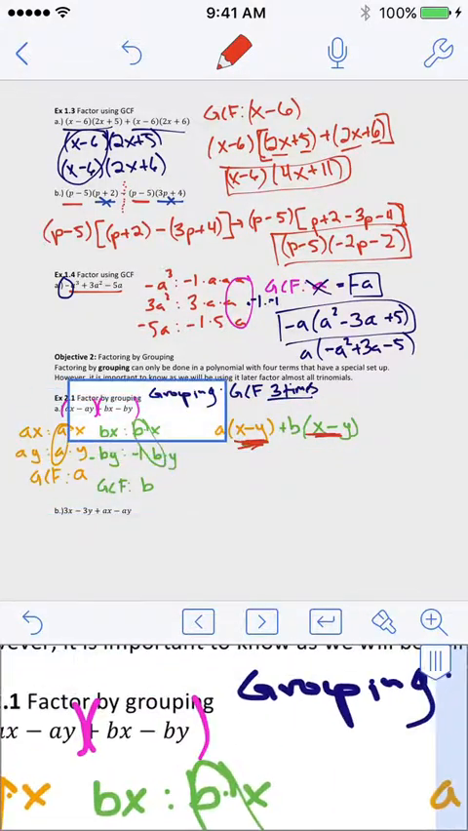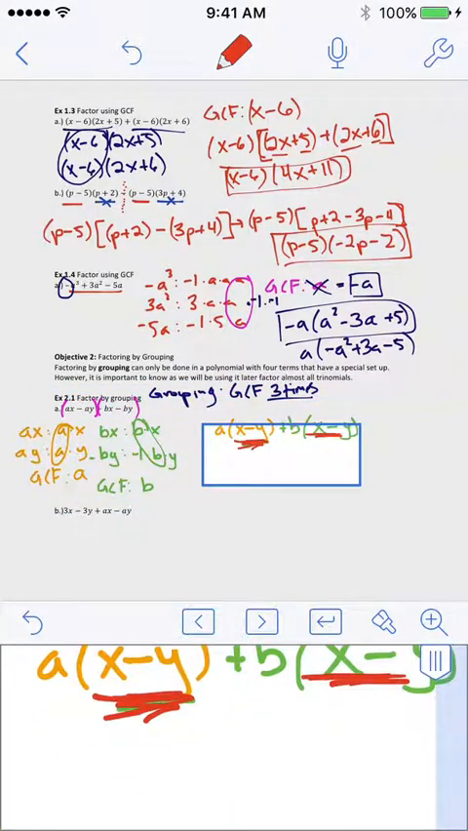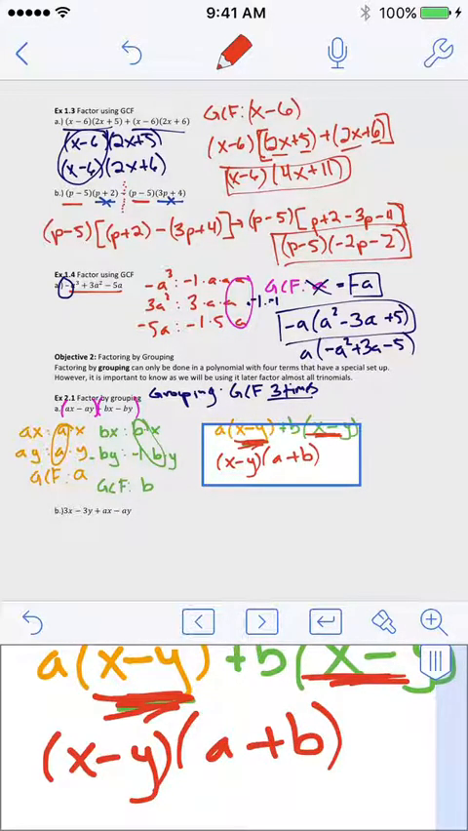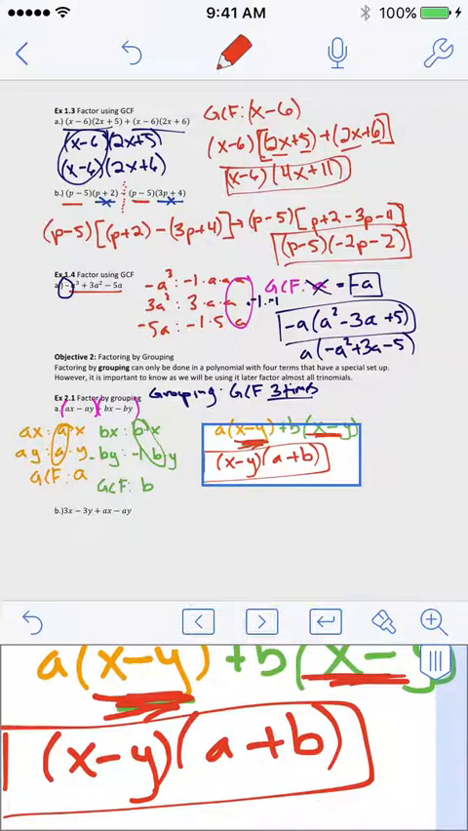So we had once, twice. Now we're going to take out this thing they have in common. And once we do that, what's left over is a plus b. And we are done. We have factored by grouping. They no longer have anything in common, and we are done.